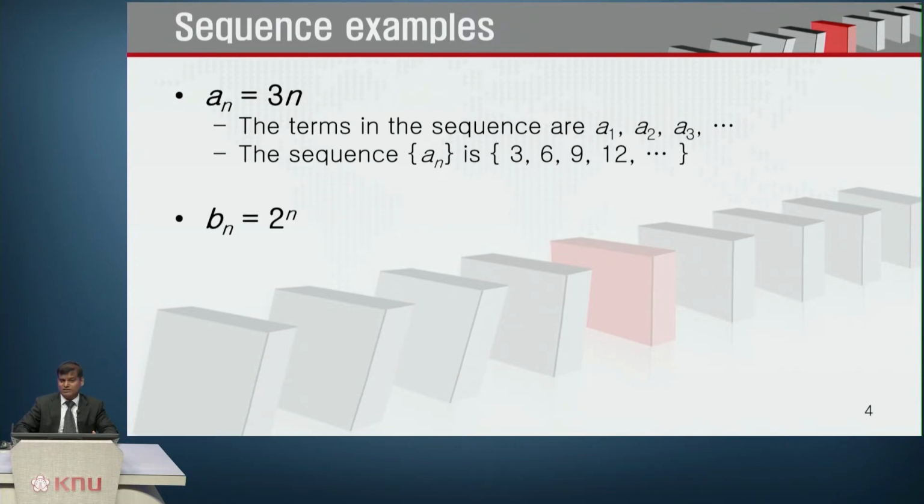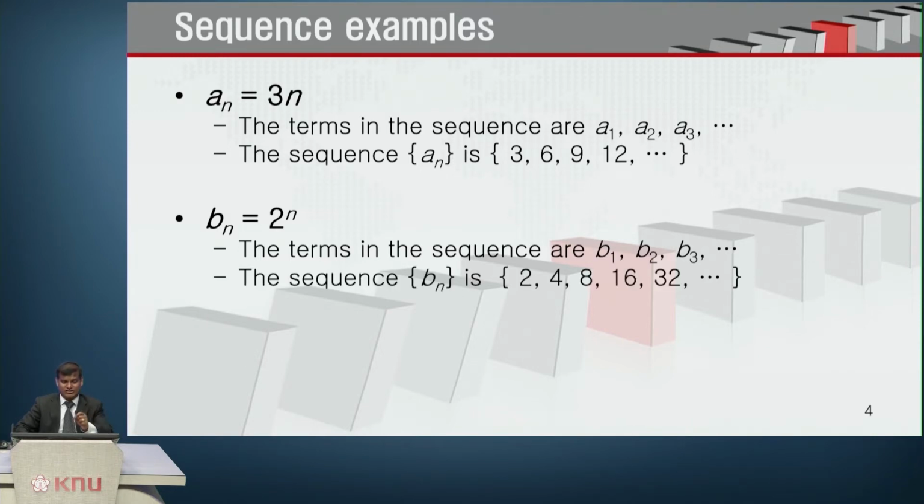b sub n equals 2 power n. So what do you expect here? The same way, b sub 1, b sub 2, b sub 3, and so on. Whenever n takes the value 1, 2, 3, and so on, it changes like 2, 4, 8, 16, 32. That is 2 power 1, 2 power 2, 2 power 3, 2 power 4, 2 power 5, and so on.